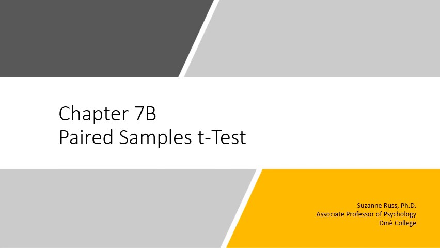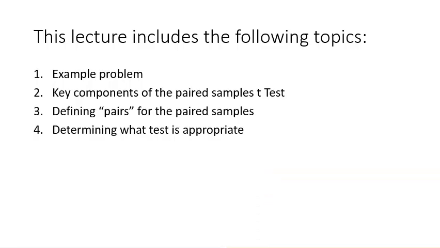This is an overview to Chapter 7B, the Paired Samples T-Test. We'll approach this topic with the following subtopics. Number one, we will have an example problem. Number two, we'll go over key components of the Paired Samples T-Test. Number three, we'll define what pairs are. And number four, we'll determine what test is appropriate.